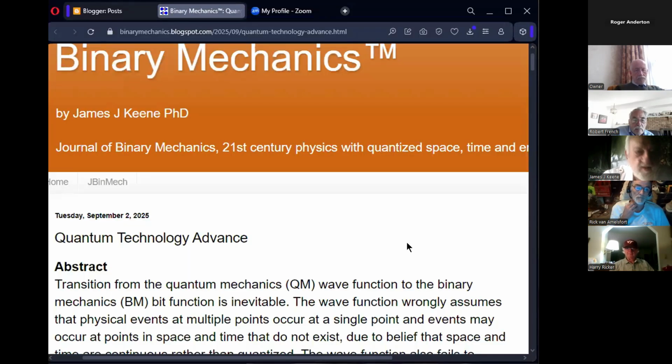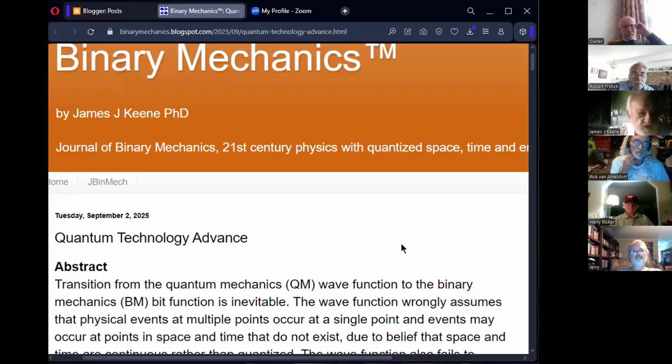Okay, great. The transition from the quantum mechanics wave function to the binary mechanics bit function is inevitable. Let me clarify some terminological points. Everyone here is probably familiar with the Schrodinger and Dirac equations, which are sometimes called wave equations. I refer to them here as time development equations, in which the system state is the quantum mechanical wave function.